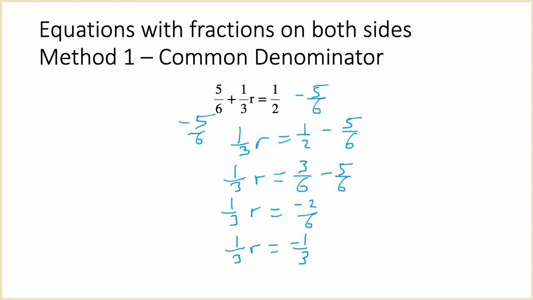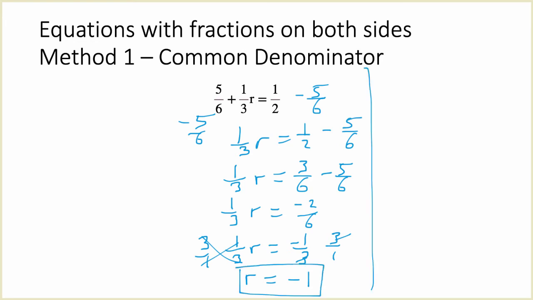We need to get r by itself. To do that, we multiply by the reciprocal of 1/3, which is 3/1. And when you're multiplying by the reciprocal, we get r, because these cancel out. And these are going to cancel out, leaving -1/1, which is -1. There is my solution. But now I need to check it.